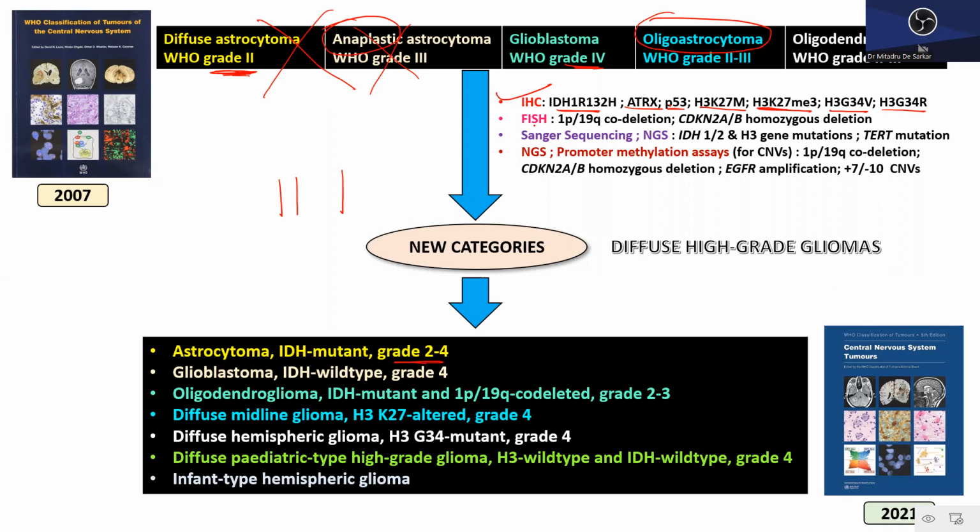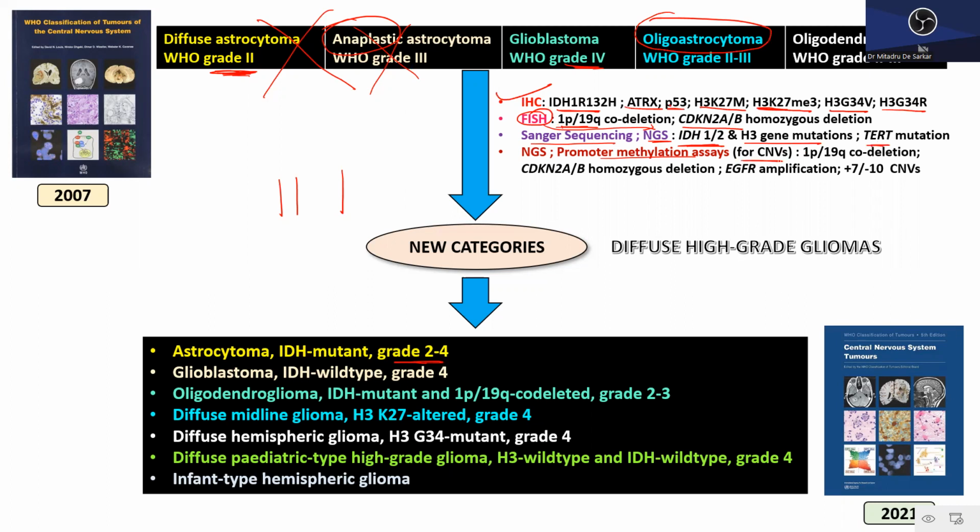And FISH, obviously you will need FISH for detecting things like 1p19q co-deletion or CDKN2A/2B homozygous deletions. But of late, these FISH-based technologies are giving way to next generation sequencing and promoter methylation assays. So Sanger sequencing, which was utilized in the past, along with next generation sequencing, will be needed to assess for IDH1, 2, and histone mutations, as well as TERT promoter mutations.